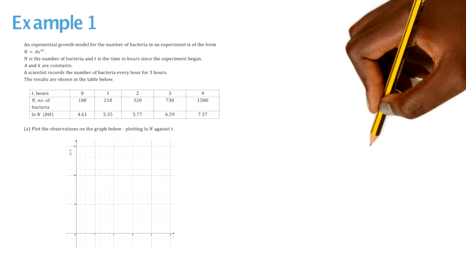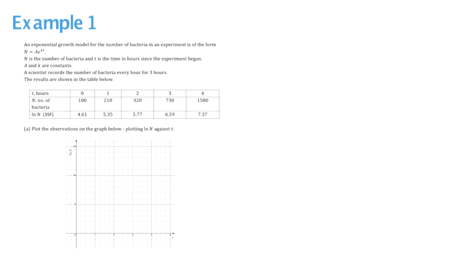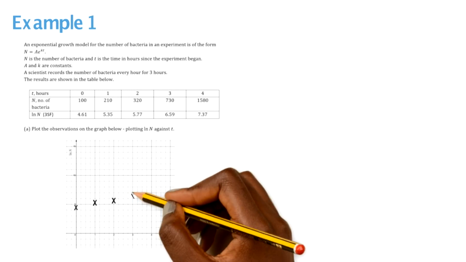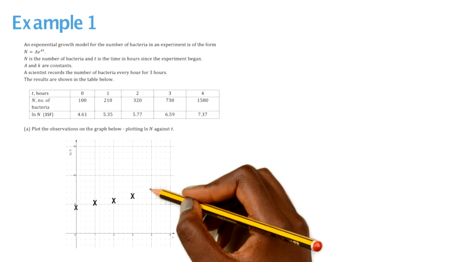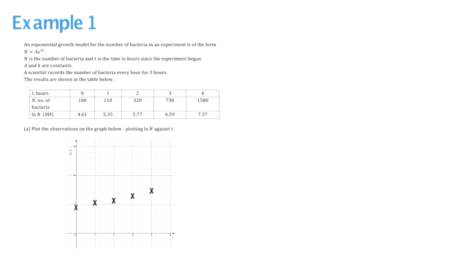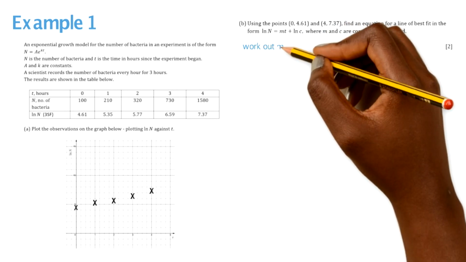Okay, so now I'm going to give another example question. Here it's given us a table of values, and it wants us to plot the values onto the graph. Literally, all you're going to do is use your basic knowledge of plotting the x and the y values onto the graph. Your y values, remember, are the ln n, not the n, and then the x is the t. And then now it's given us 2 points. It says using the 2 points, find the equation for the line of best fit.